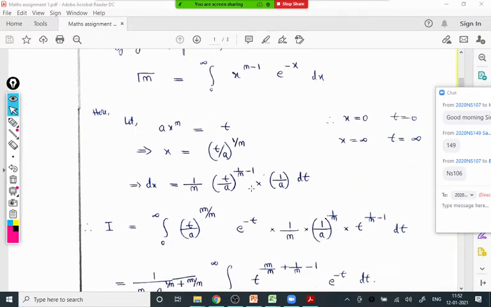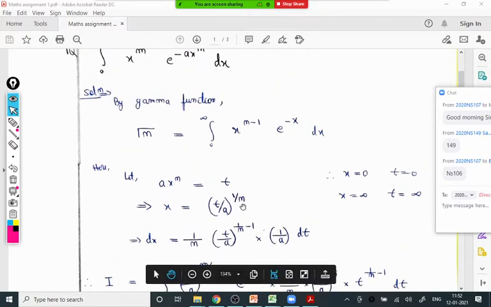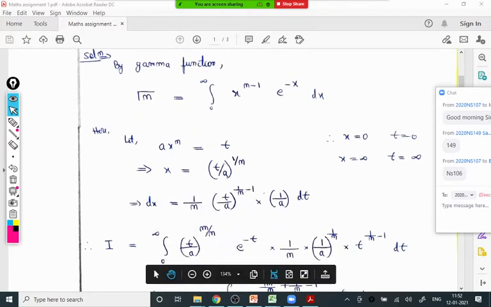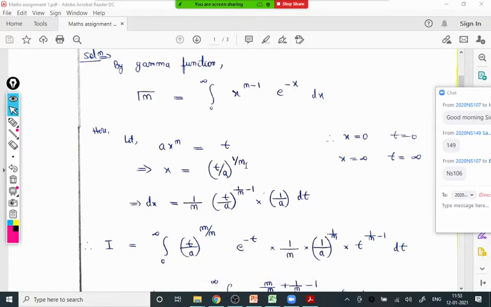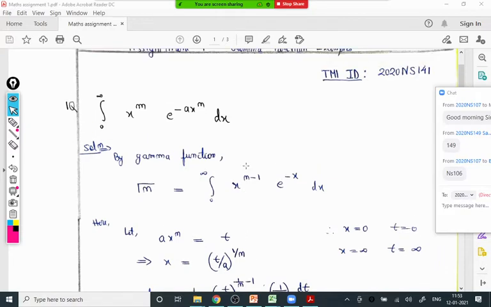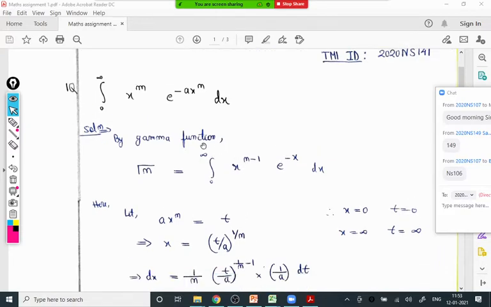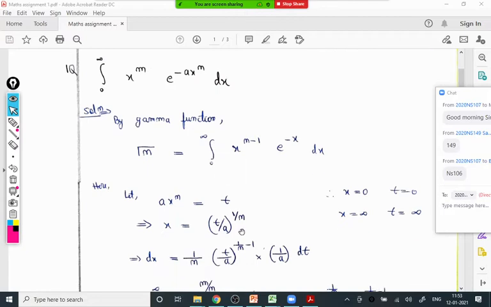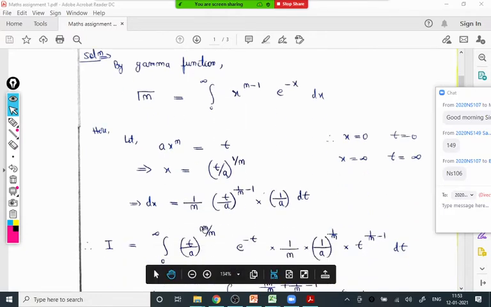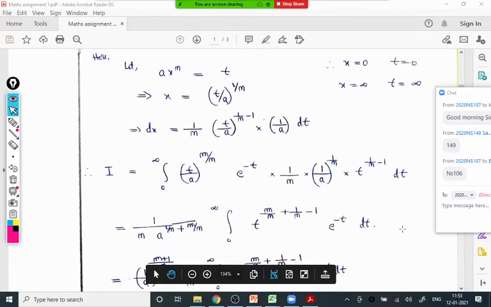So let me substitute all the values. We have here x raised to m. The value of x is t upon a raised to 1 by n. Here is a little problem in writing m and n, but this is n actually, so m upon n is coming there. Then e raised to minus t. So just replace all the values, that is also correct.